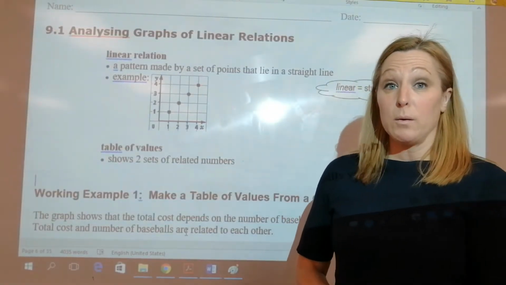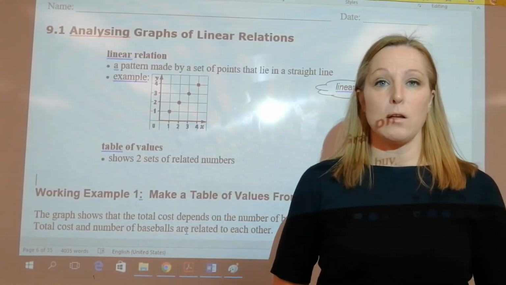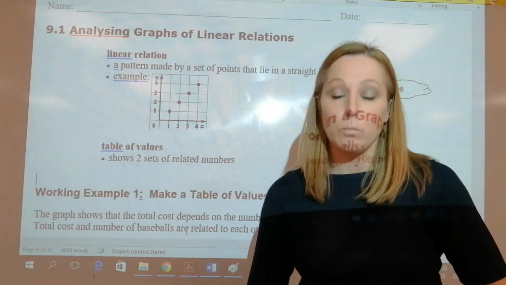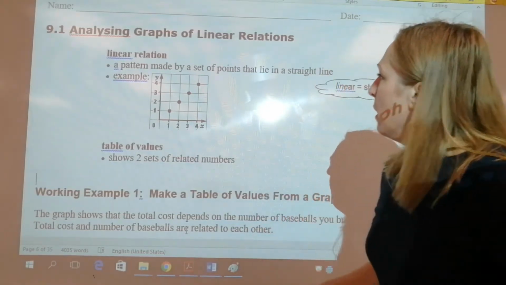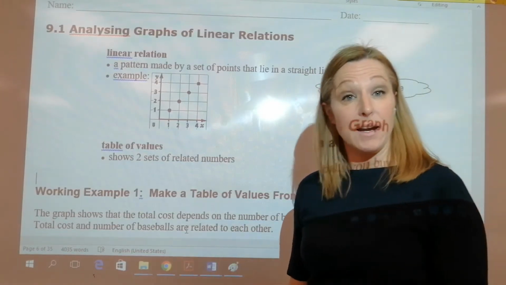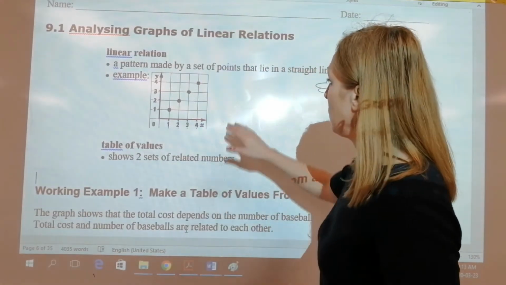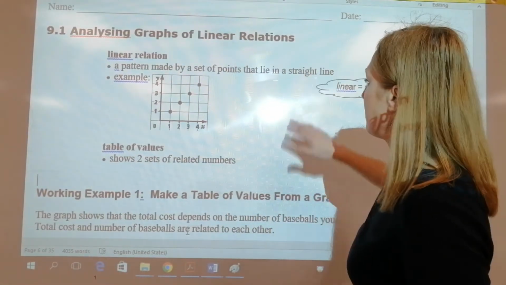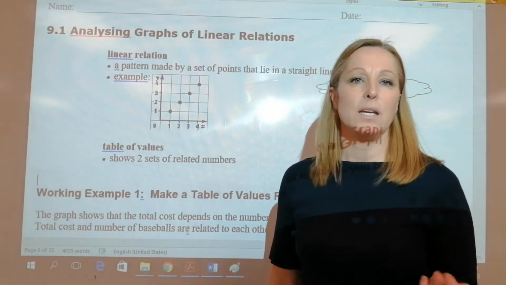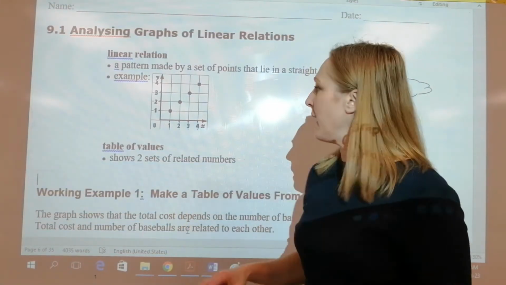So right now you want to be looking at page 478 in your homework book, and you also want to have your journal open to page 10. So we're going to take a look at the idea of linear relations, the title of this unit. What is a linear relation? Well, it's a pattern made by a set of points that lie in a straight line. So you're going to hear this over and over again, linear relation, straight line.